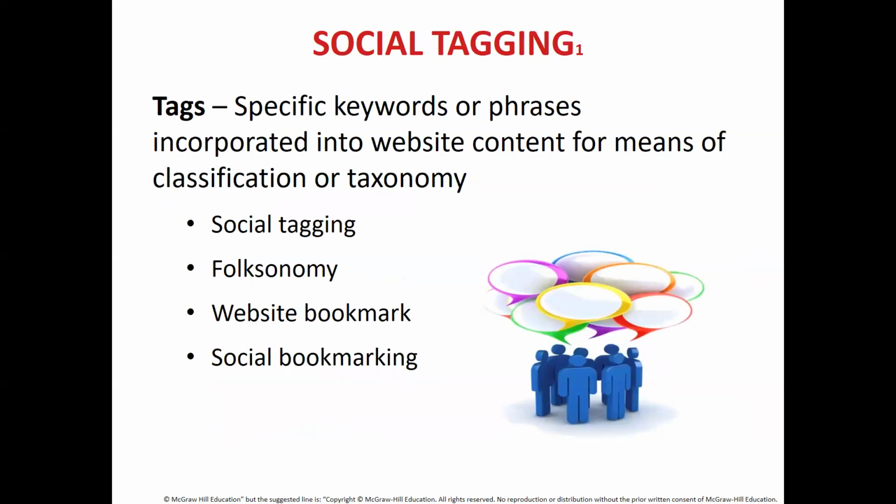Social tagging: specific keywords or phrases incorporated into website content for means of classification or taxonomy. Social tagging describes the collaborative activity of marking shared online content with keywords or tags, such as a way to organize it for future navigation, filtering, or search. Folksonomy, similar to taxonomy except that crowdsourcing determines the tags or keywords-based classification system.